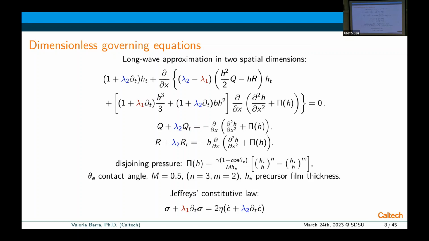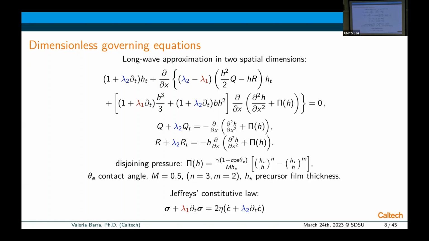If you've seen thin film approximations or long wave approximations before, you might recognize some typical features. But the innovation or the novelty of my study was to include all of these different physical parameters. For instance, there was no prior numerical study that included both the slippage with the substrate and the van der Waals interaction.